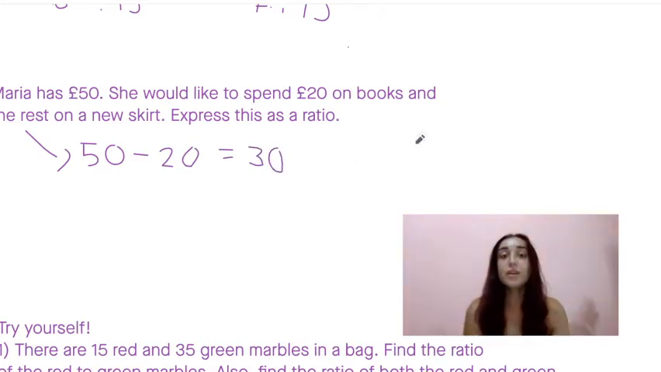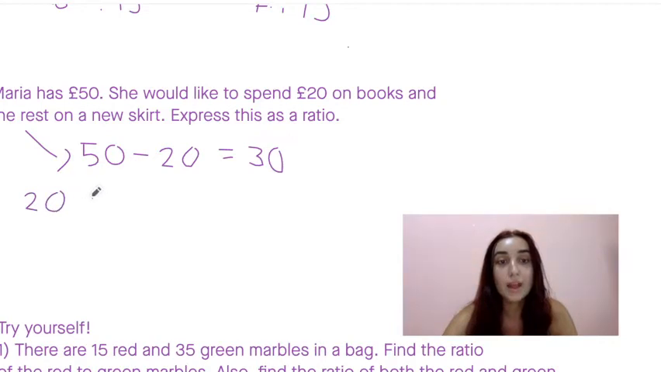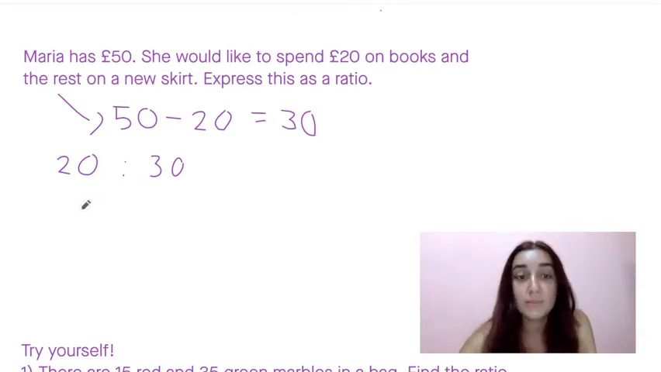Cool. Then it says, express this as a ratio. So we have to express the two amounts that she would like to spend on books and a new skirt as a ratio. We know how much she would like to spend on books, so £20. And we have to write this as a ratio to the money that she wants to spend on a new skirt, so that'll be £30. Now this ratio hasn't been simplified, so if we simplify it, it will be 2 to 3, as we're dividing both numbers by 10.